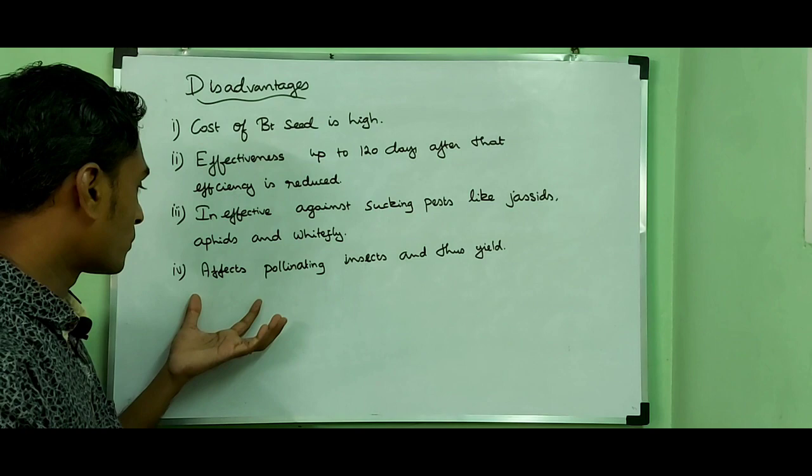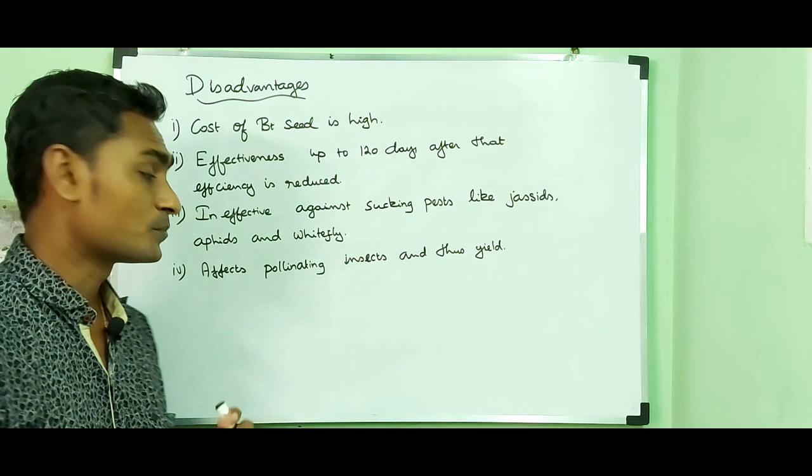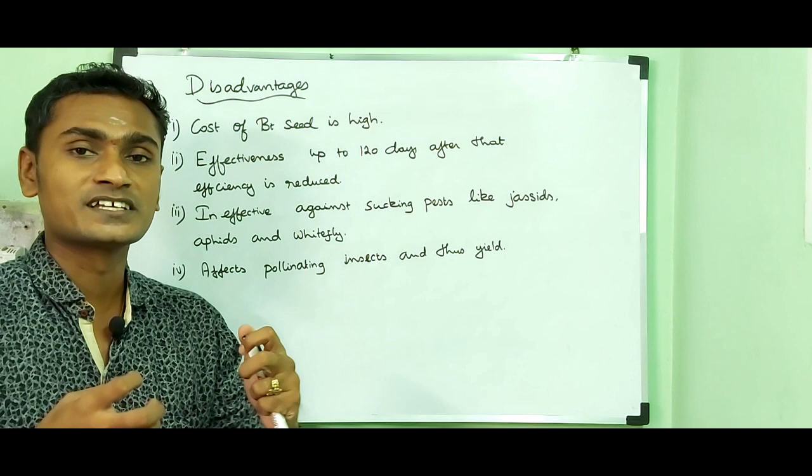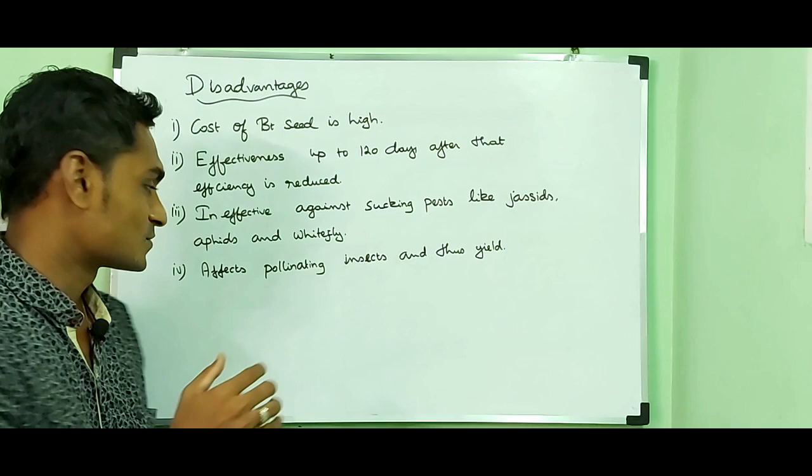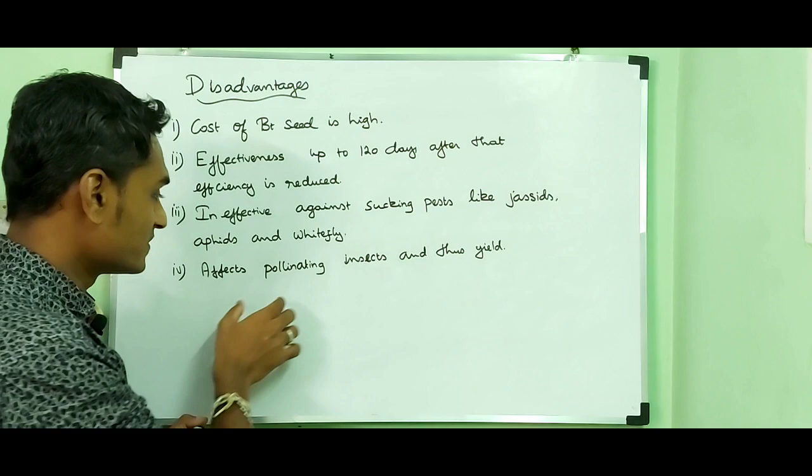The fourth point, it affects pollinating insects and thus yield also. Pollinators are very important. Without pollinators, pollination does not take place. Without pollination, we are not able to get food crops. So this is a major disadvantage of BT crops. It affects pollinating insects, resulting in a reduction of yield.